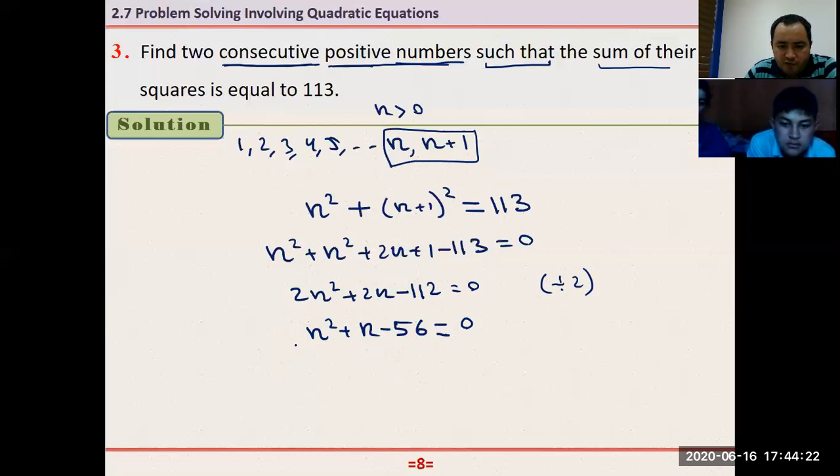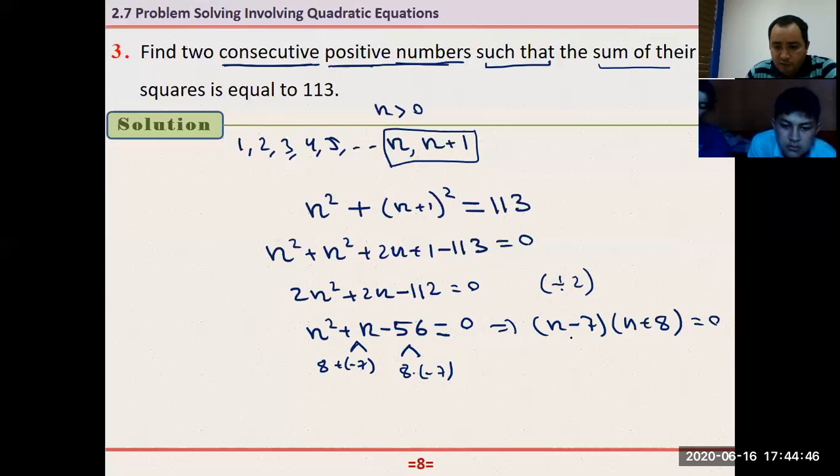So again, as you see, coefficient of n squared is 1. It's already in standard form. So two numbers, the product is negative 56. That is 8 times minus 7. And here we have 8 plus minus 7. So I can factorize it as n minus 7, n plus 8 is equal to 0. From here, n should be equal to 7 or n is equal to minus 8. And it says here positive, right? And this answer is negative. So that is rejected.